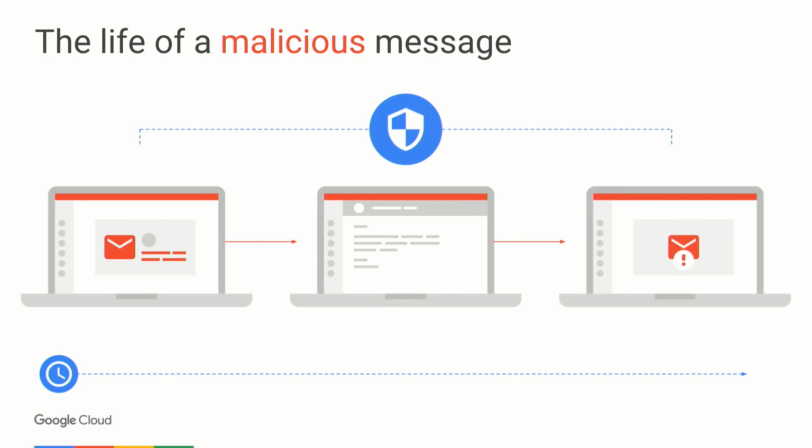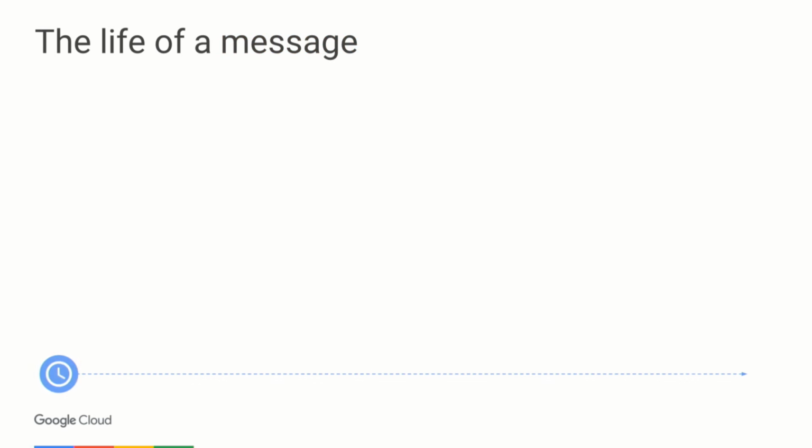Okay, so in particular, we are interested in what happens when the message is malicious, of course, because if our purpose is to showcase the defenses, hopefully nothing happens if the message is benign, right? So we are going to see how a malicious message flows. We're going to see the life cycle of a malicious message.